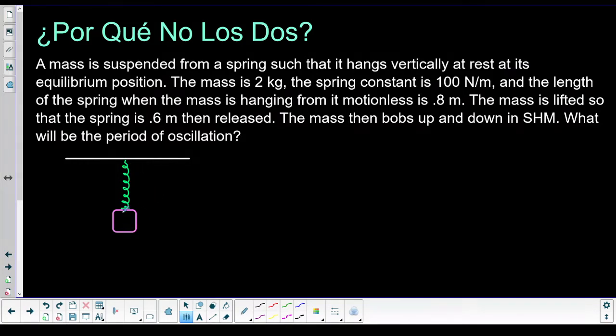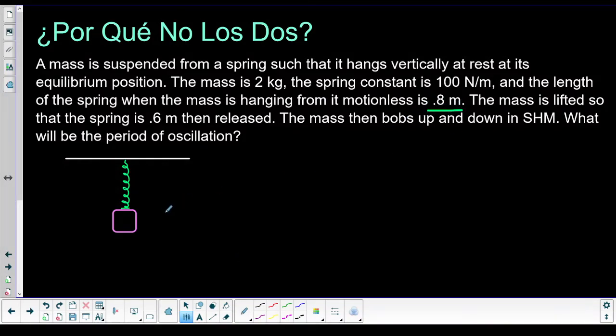So this thing is hooked onto a spring and then just dangles there. The mass is 2 kilograms. The spring constant is 100 newtons per meter. And the length of the spring when the mass is hanging and motionless is 0.8 meters.